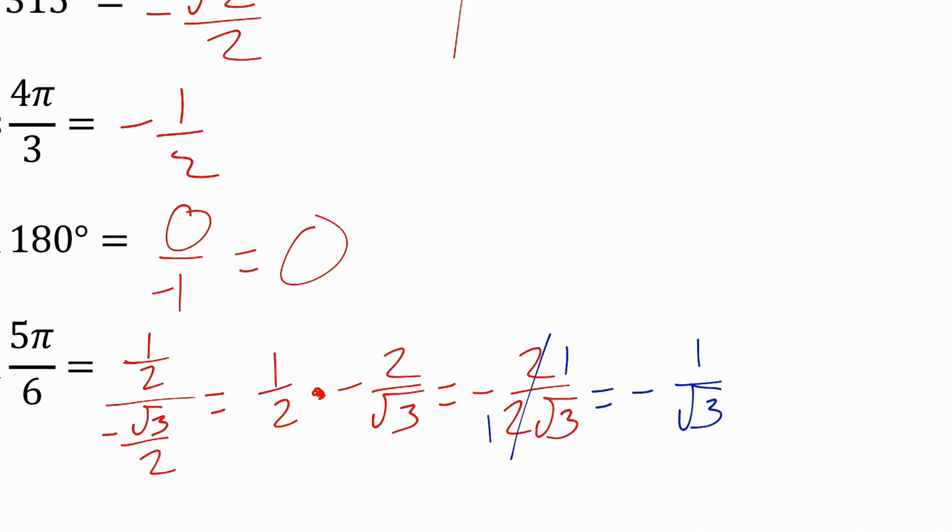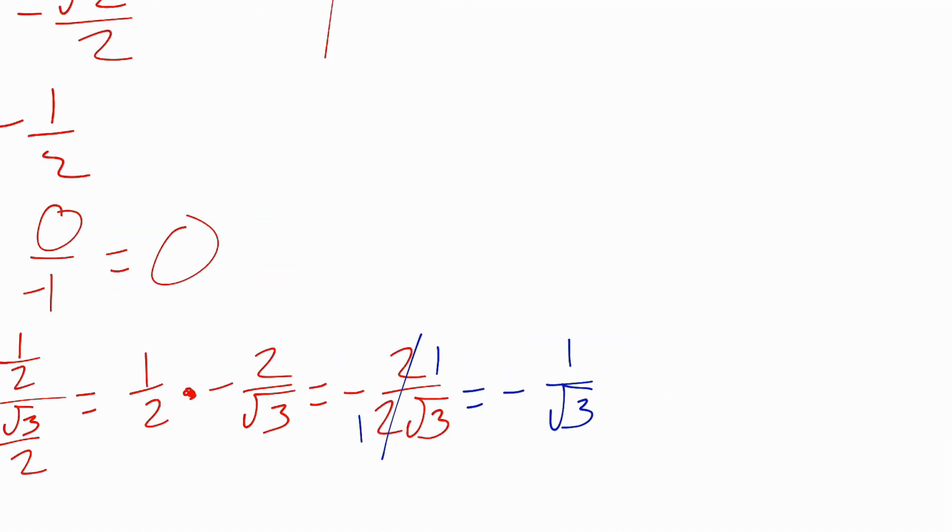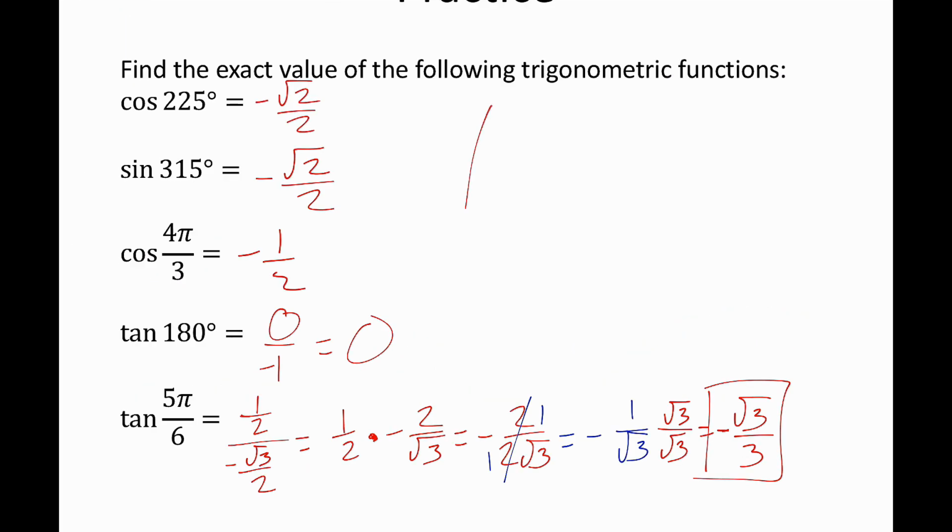Or is it? Remember, rationalizing your denominator. You don't want to leave square roots in your denominator. So to get rid of that, what we've got to do is multiply both the numerator and denominator by that irrational piece. We're going to multiply the numerator and denominator by the square root of 3. So the numerator, 1 times the square root of 3, is the square root of 3. I have a negative sign out front. Divided by the square root of 3 times itself. In other words, the square root of 3 squared is just 3. So our final answer on that one, the tangent of 5 pi over 6, is the negative square root of 3 over 3.